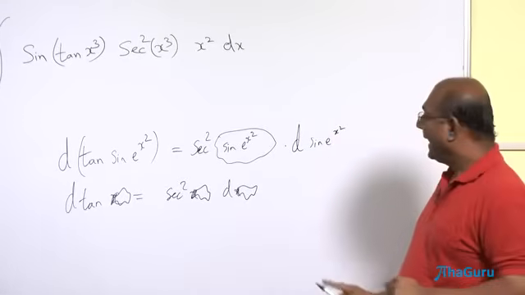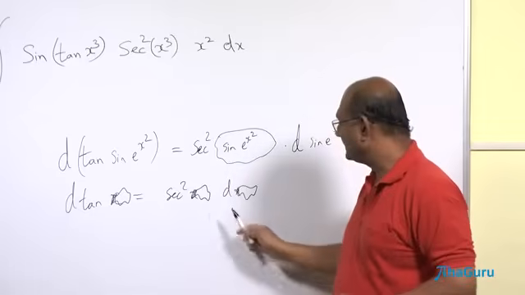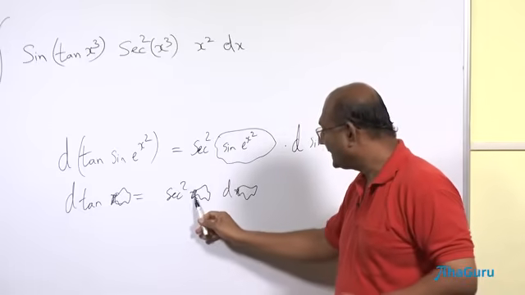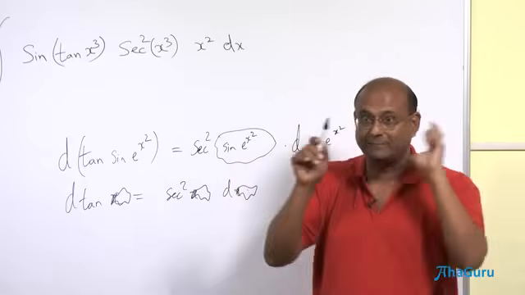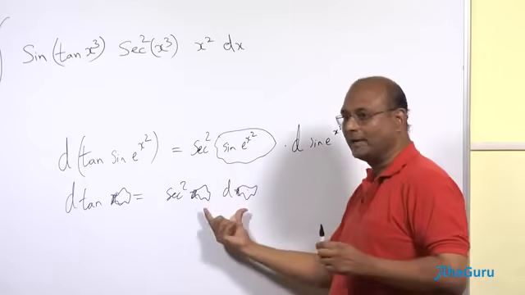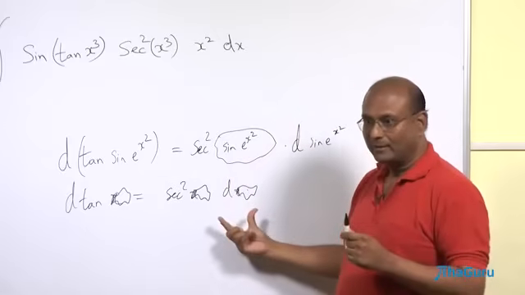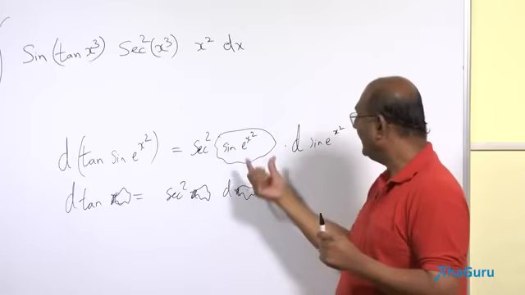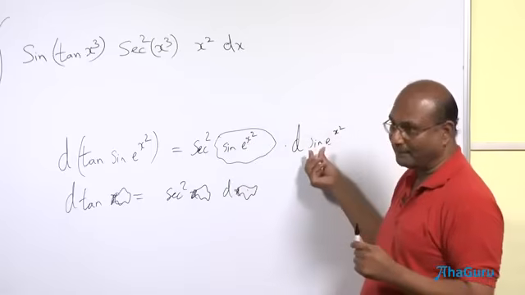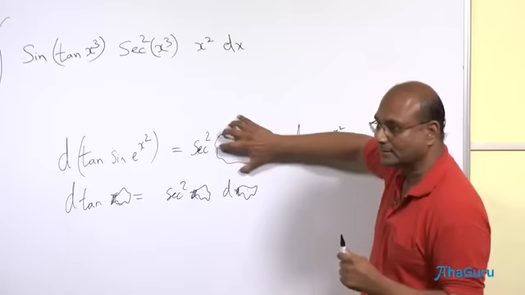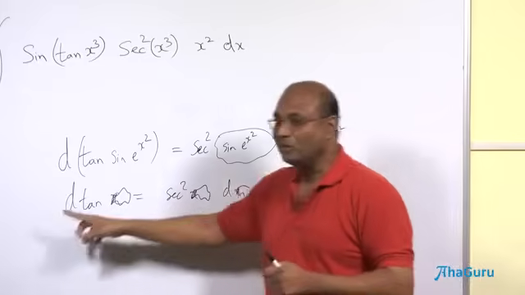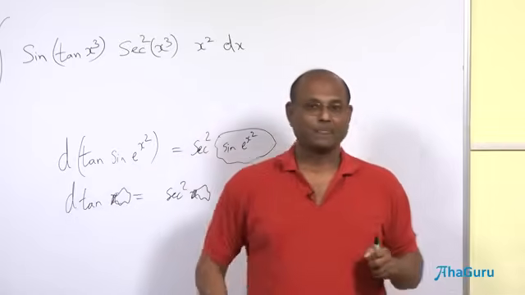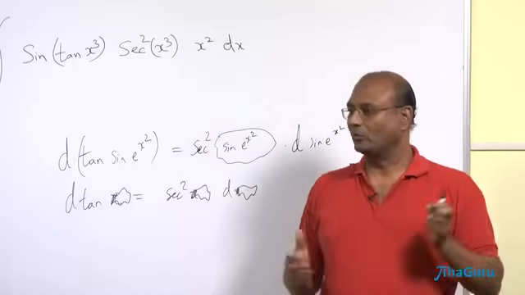Correct? I can think of the whole thing this way, as secant square blob d blob, as long as this is also blob and that's also blob, the same thing. It could be x, it could be y, it could be x square, it could be sine of e power x square. We just don't care about this. Secant square blob d blob is d of tan blob. We have learned this as chain rule.